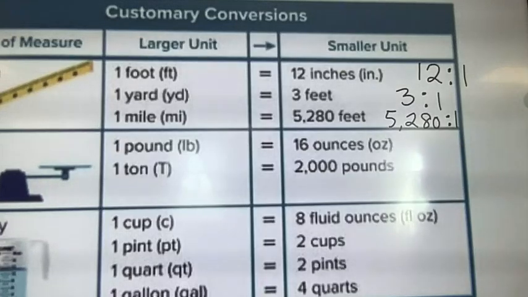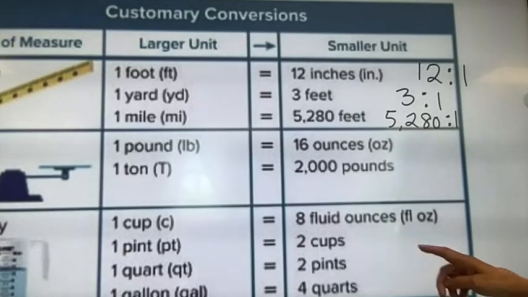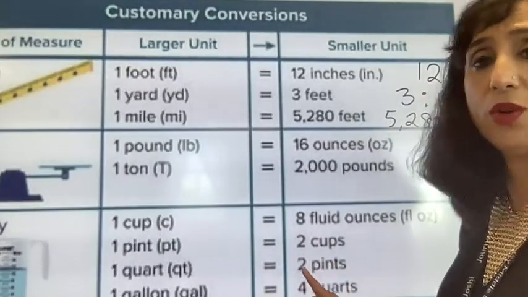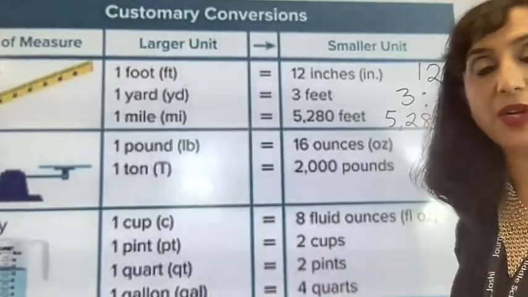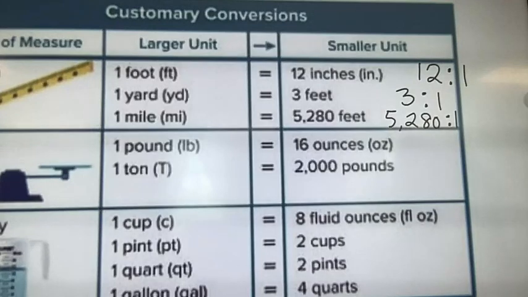What unit ratio can you use to represent the relationship between pints and quarts? So I know there are 2 pints in 1 quart. So the ratio would be 2 to 1. Okay. How about feet and miles? So once again, 5,280 to 1. So that's what a unit ratio means.